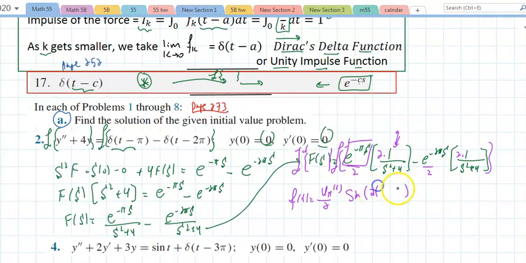A is 2, but because of this shift, it's going to really be t minus pi, minus e to the minus 2 pi s over 2, and the same deal here. This is going to give me the sine. Instead of 2t, it's going to be 2 times t minus 2 pi because of that shift. And that would be my final solution.